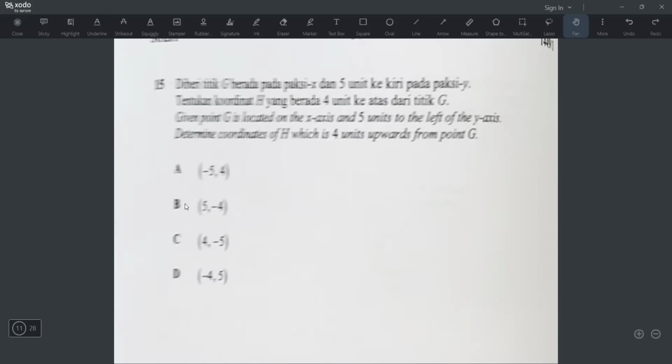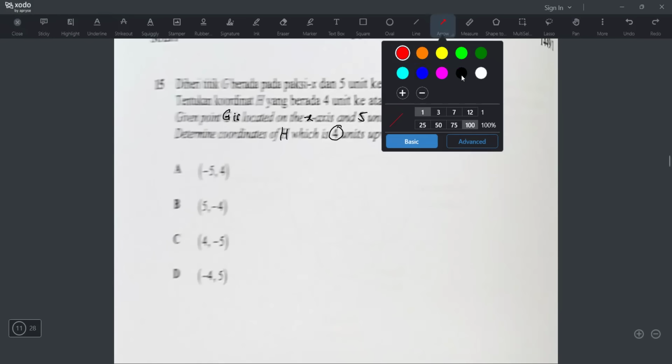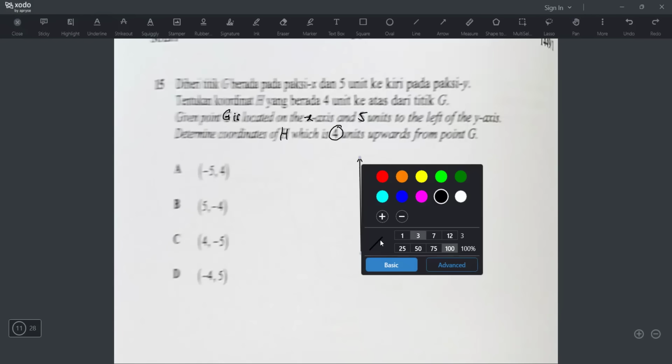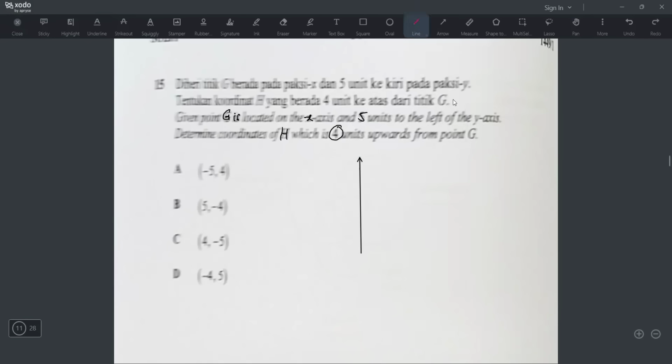Okay, 15 is a bit blurry, but I'll try my best to read the question. Okay, given point G is located on the x-axis and 5 units to the left of the y-axis, determine the coordinates of H, which is 4 units upwards from point G. Okay, I feel like it's better I just draw the Cartesian plane. Cartesian plane means the x-axis and y-axis. Okay, so this is how it looks like, the Cartesian plane, x-axis and y-axis.